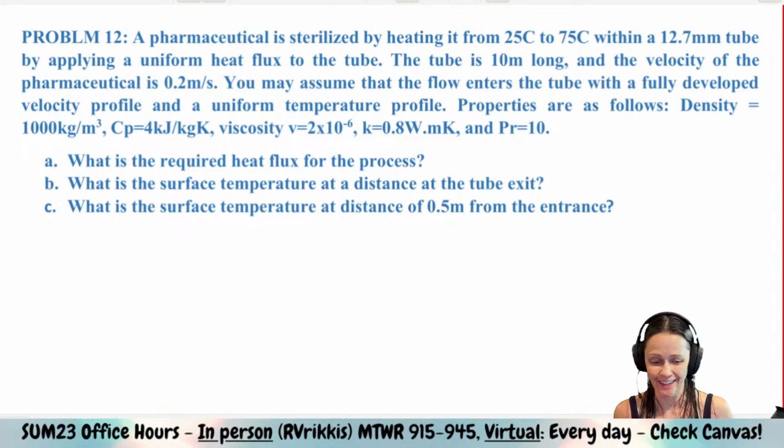Okay. All right. Hopefully everybody can hear me. Okay. All right. So we are finishing up convection and internal flow. So let's go ahead and get started.